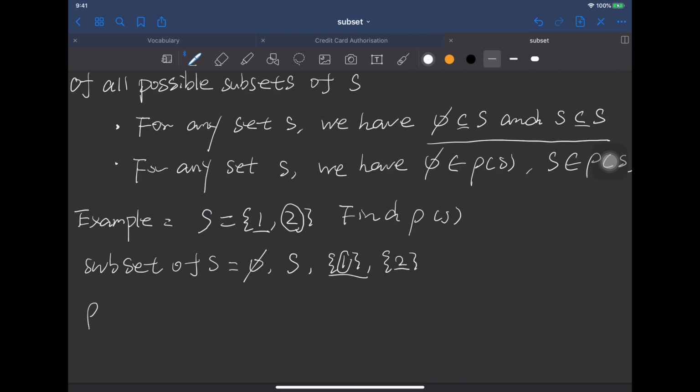Then what's the power set of S? The power set of S is all possible subsets of S. The empty set becomes an element of our power set, and S is also an element of our power set. And the set with element 1 and the set with element 2 are also elements of our power set.